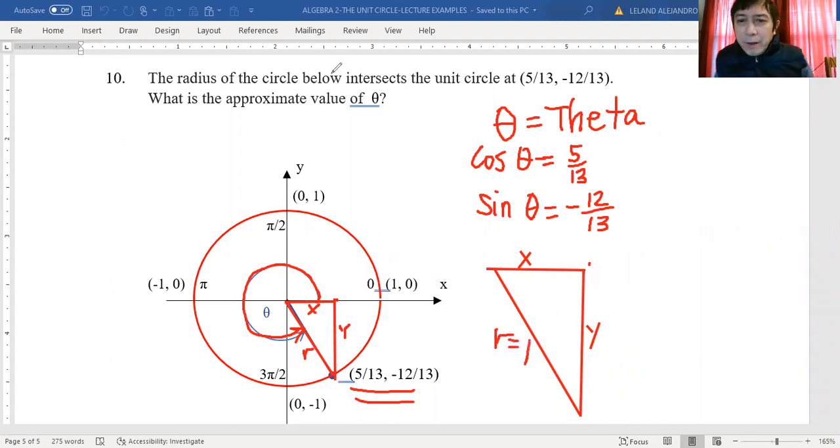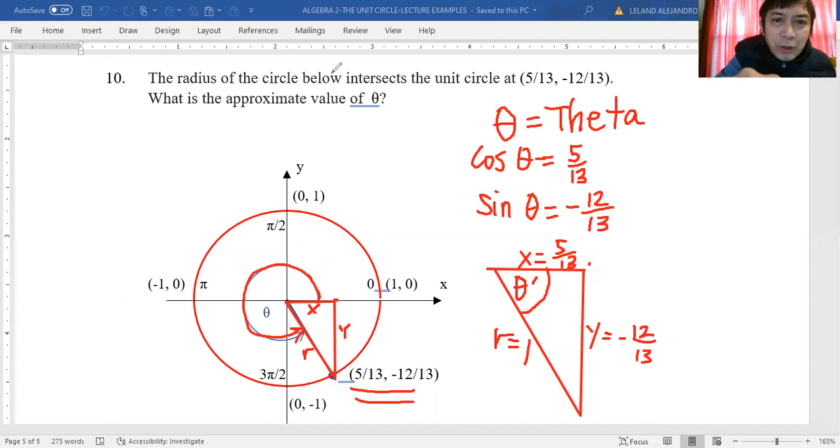Our r is the radius of 1. Our y is the sine theta, which is negative 12/13. And our x is positive 5/13. Now, let's get our theta prime first. This angle is a reference angle. We have 5/13 as the cosine and negative 12/13 as the sine, and we can always use those. We can make use of our scientific calculator for that.